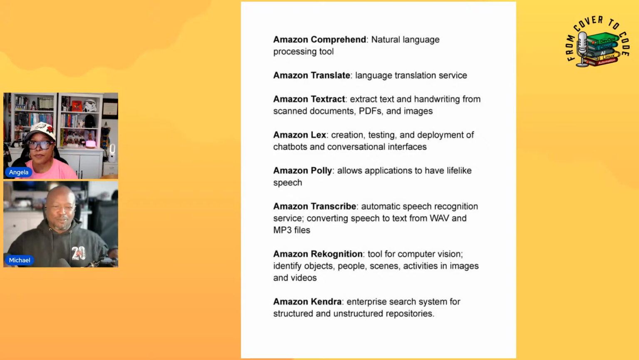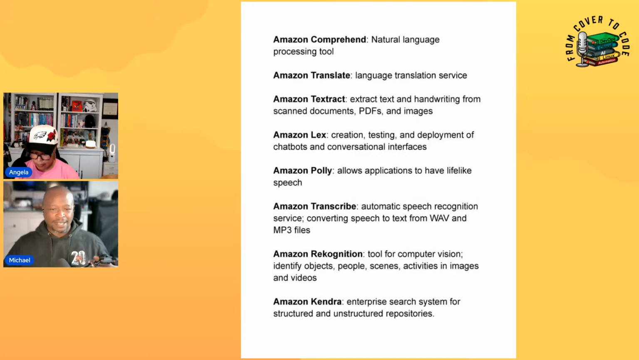So I'll be real quick as I go through this. Amazon Comprehend is a natural language processing tool. Amazon Translate is a language translation service. Amazon Textract can extract text and handwriting from scanned documents, PDFs, and images. Amazon Lex is used for creation, testing, and deployment of chatbots and conversational interfaces.